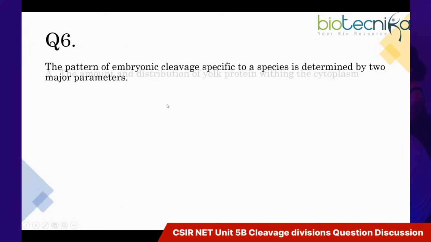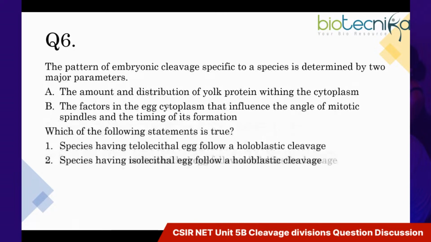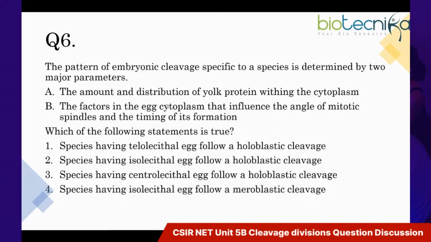Moving on to the next question. The pattern of embryonic cleavage specific to a species is determined by two parameters: the amount and distribution of yolk protein within the cytoplasm, and the factors in the egg cytoplasm that influence the angle of the mitotic spindle. That means what plane the cell division will happen in, and also the timing of its formation. So which of the following statements is true?